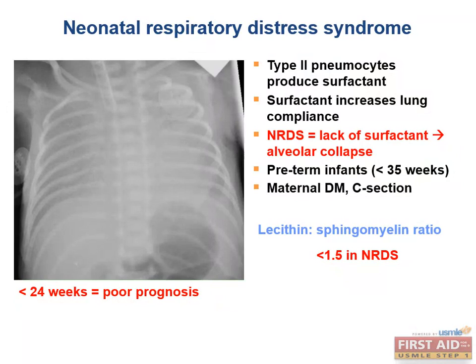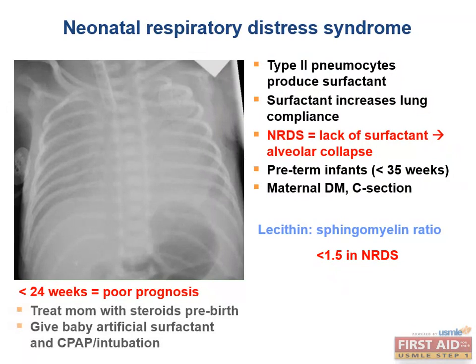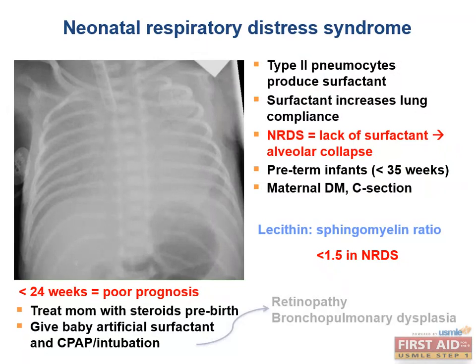Interventions to improve survival include administration of maternal steroids before birth to accelerate lung maturity, intra-alveolar administration of artificial surfactant after birth, and CPAP or intubation with oxygen. However, too much oxygen in the perinatal period can lead to complications, such as retinopathy and bronchopulmonary dysplasia.